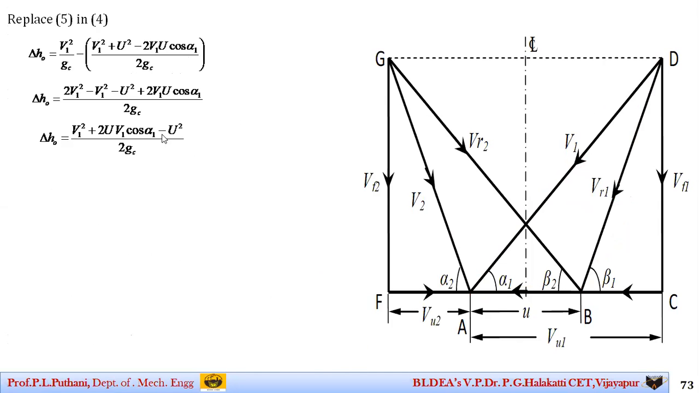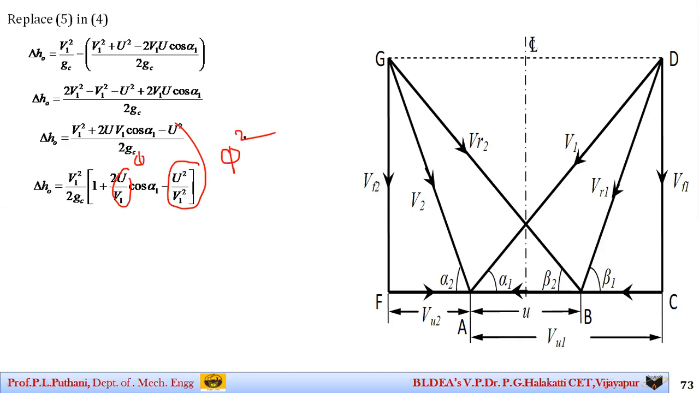Now you can see again we are getting the form with u square. Again, I want to get it in the form of the speed ratio pi itself, so I will do small manipulations. I am taking v1 square by 2gc as common. So I get 1 plus 2u by v1 cos alpha 1 minus u square by v1 square, which means replacing with the speed ratio pi. Similarly for pi square, it becomes v1 square by 2gc into 1 plus 2 pi cos alpha 1 minus pi square.